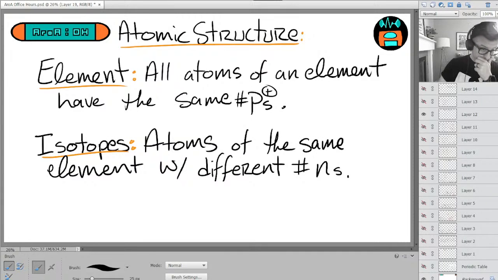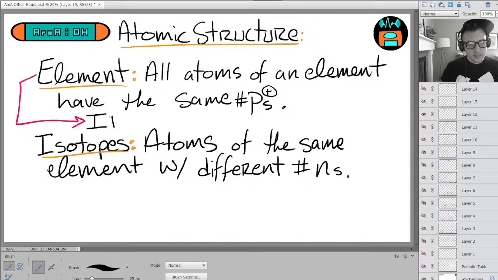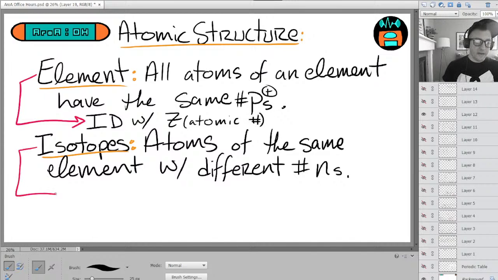All right. So, when you talk about elements, you identify an element with the atomic number, and you identify an isotope with its mass number.